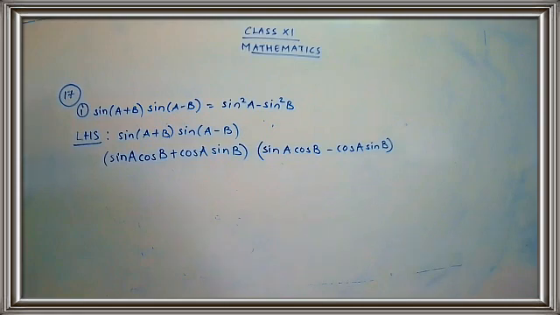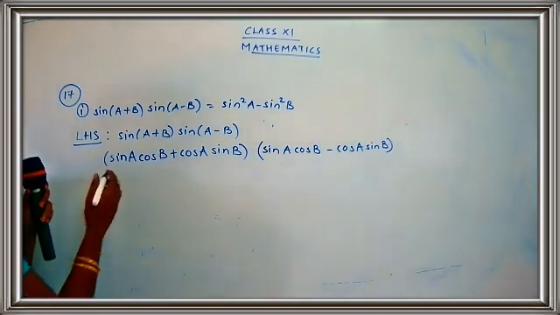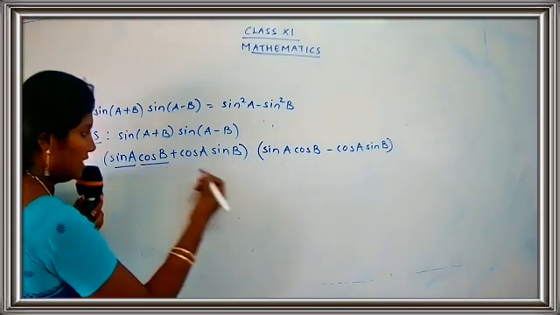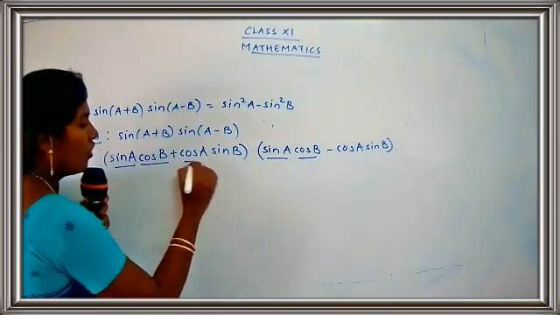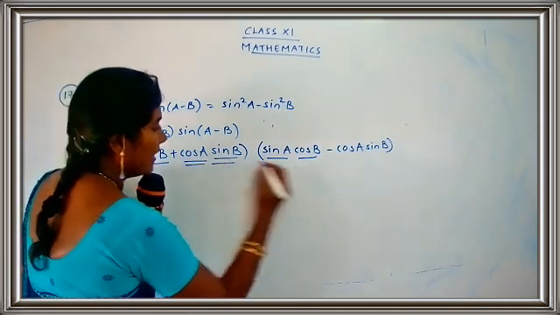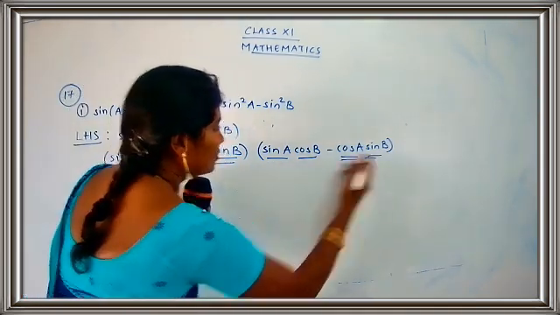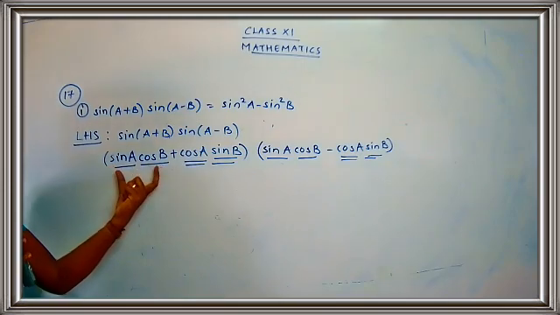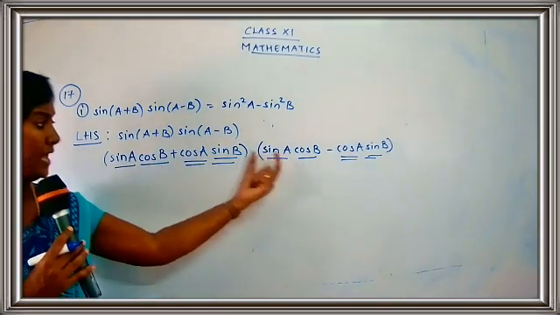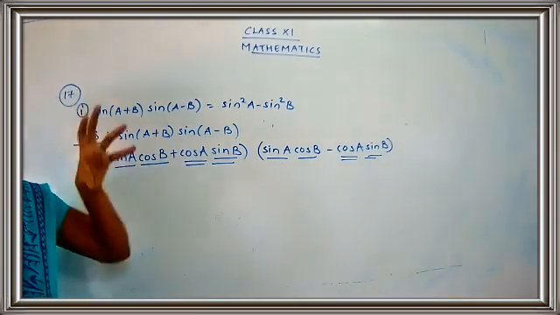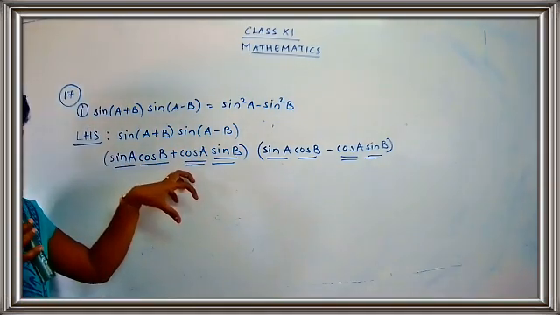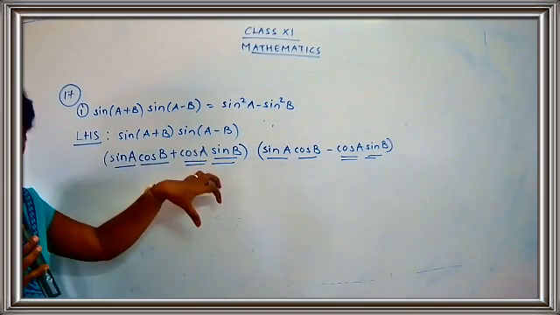Now children, just observe these terms carefully. Here this is sin a cos b, and again you have your sin a cos b. And here you have cos a sin b, and here you have cos a sin b. So just see, you have the same term and the same term, and you have a same term and a same term. Now just think of an identity which is being acted over here. What can be used over here?